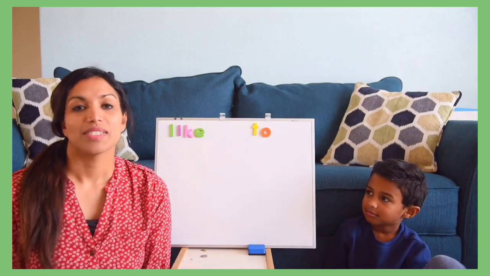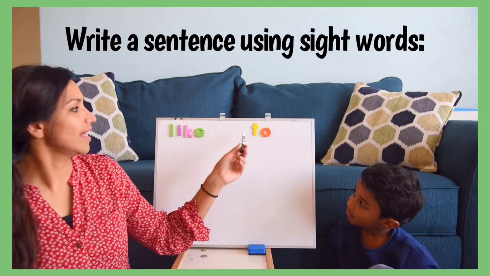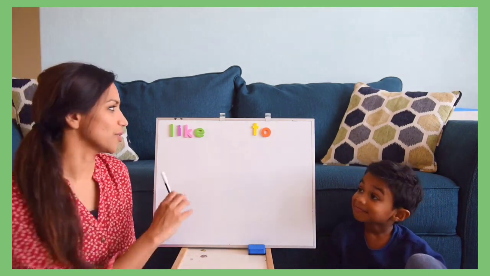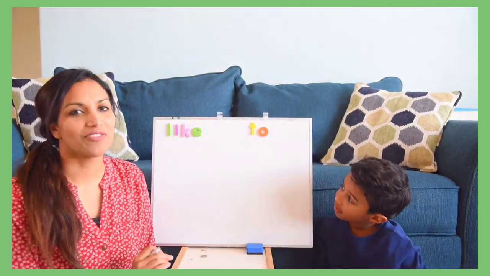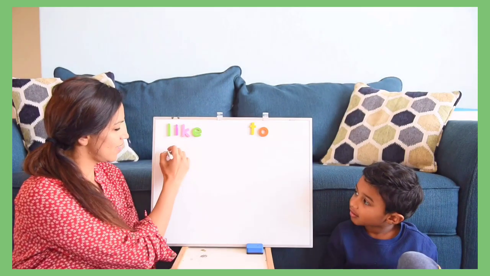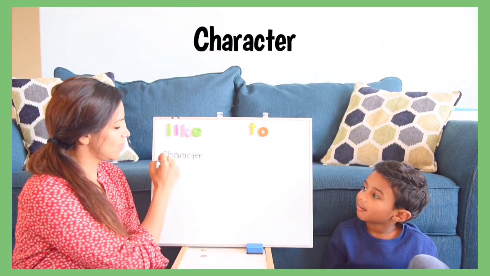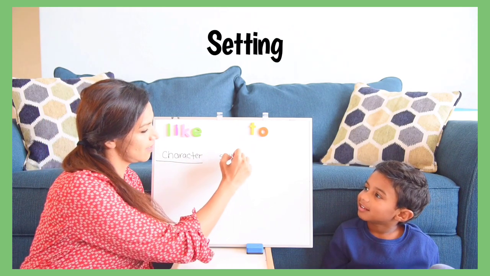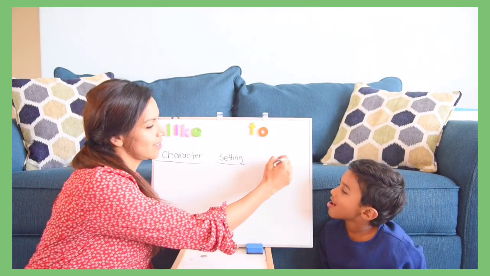Hi, boys and girls. So today we will be using the words like and to and creating some fun sentences. So these are your sight words, so you should know these words. To make this super fun, I'm going to have a character, a setting, and an object.